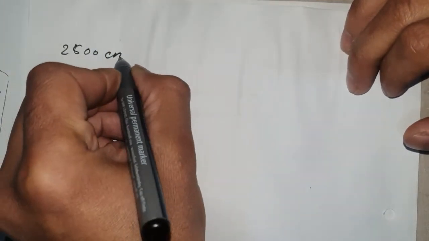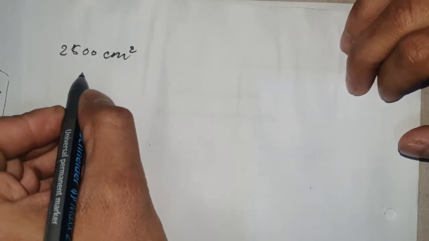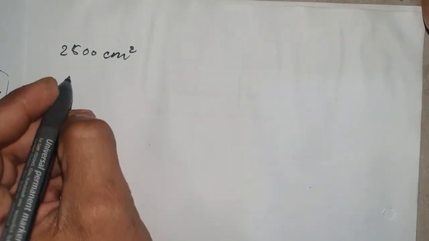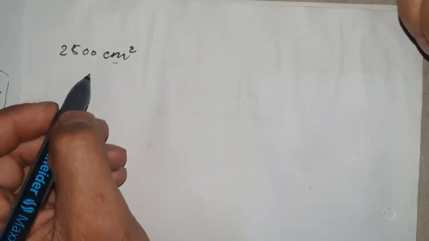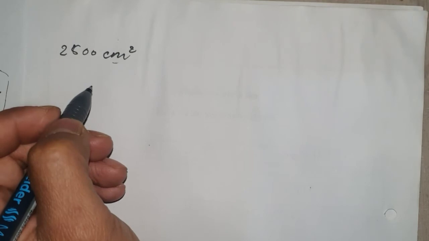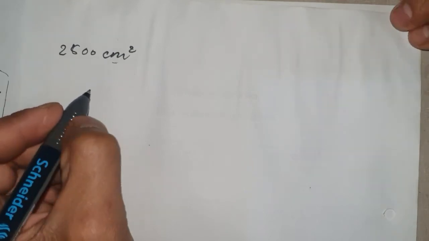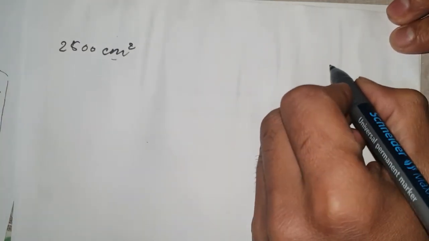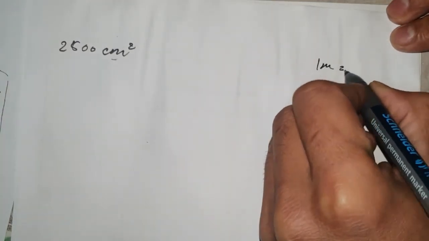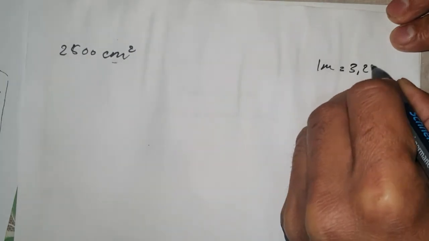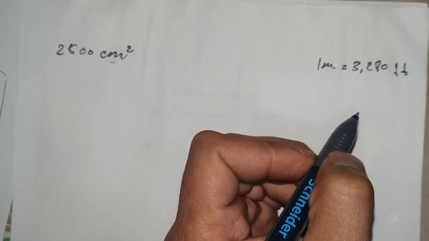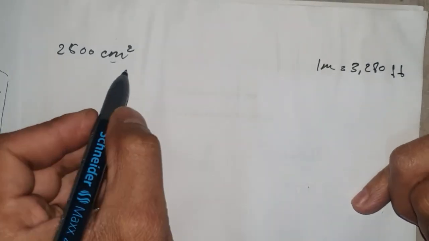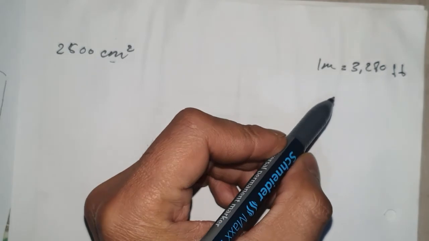So here we have 2,500 square centimeters. We have to convert that from centimeters to feet. When the unit is squared, we know it's an area. First of all, we write the unit conversion factor for feet: 1 meter is equal to 3.280 feet. This is in meter terms, so first we have to change the centimeters to meters, and after that we can change the meters to feet.